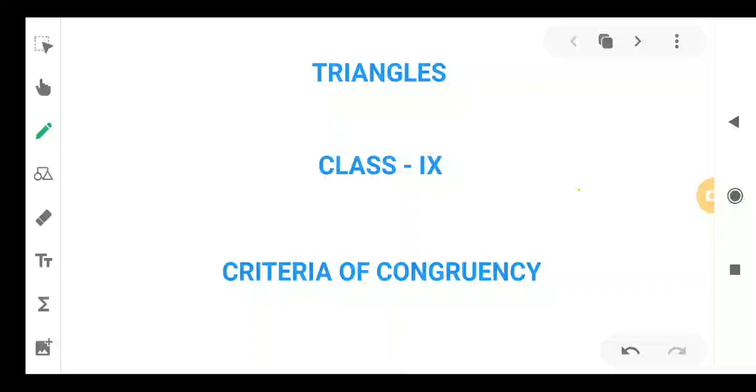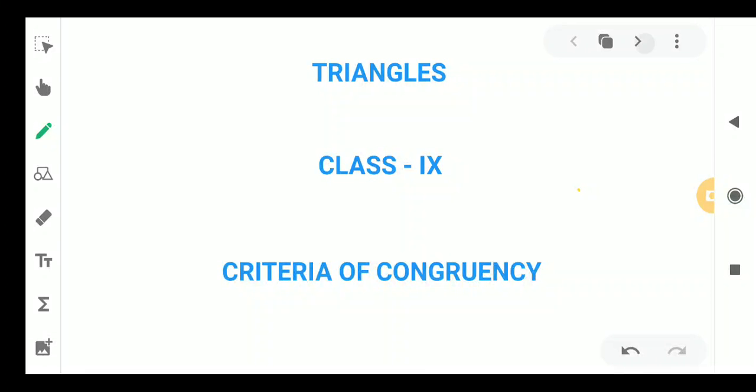Criteria of congruency. We know that congruent figures are those which can exactly overlap each other, or we can say measurements of them are same. Now, in the case of triangles, two triangles are congruent if their corresponding sides are equal and their corresponding angles are equal, then the two triangles will overlap each other and we will get the congruency pattern.